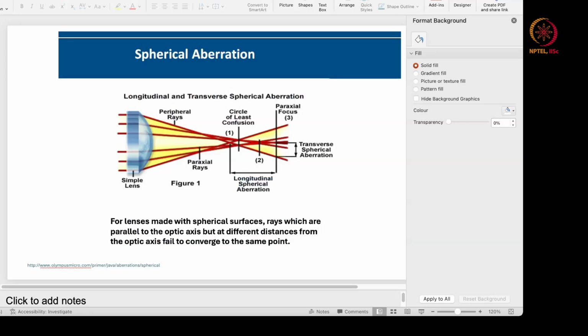When we talk about spherical aberration, let's look at this particular figure in detail. This is a simple lens. The rays going towards the center of the lens and the rays coming from the edge of the lens, which are called the peripheral rays, are focused at two different points. The lens is made of spherical surfaces, and the rays which are initially parallel to the optical axis, the central line, but at some distance from it, fail to converge or focus at the same point. As a result, you get what is called spherical aberration.